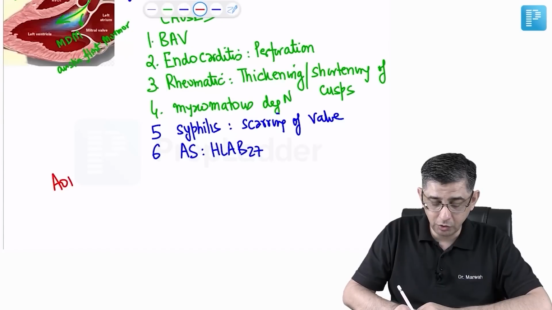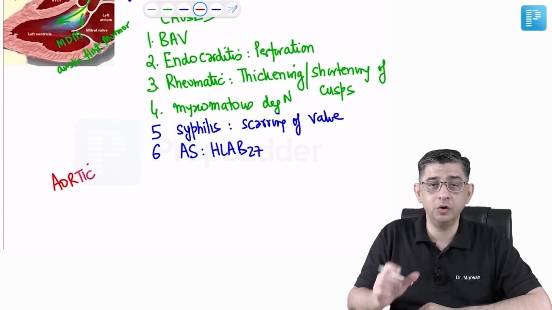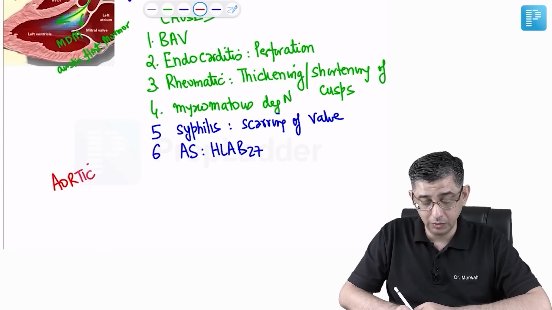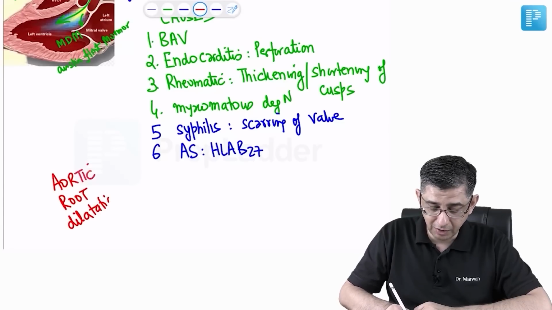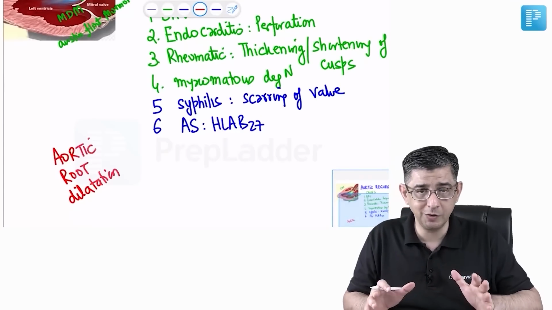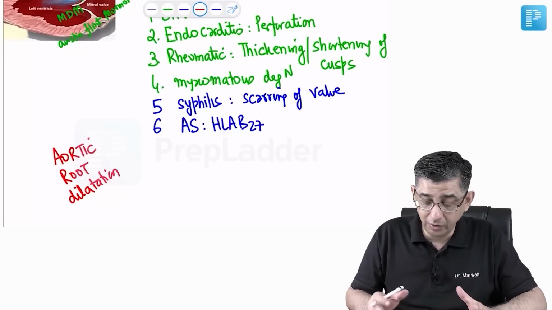The problem is not in the valve cusps. The problem is not in the chordae tendineae. The problem is with respect to the aortic root per se. There is an aortic root dilatation that is occurring, and because of this there will be a dilatation of the annulus. So per se there is no shortening of the cusp. It is the annulus getting dilated which is contributing to aortic regurgitation.